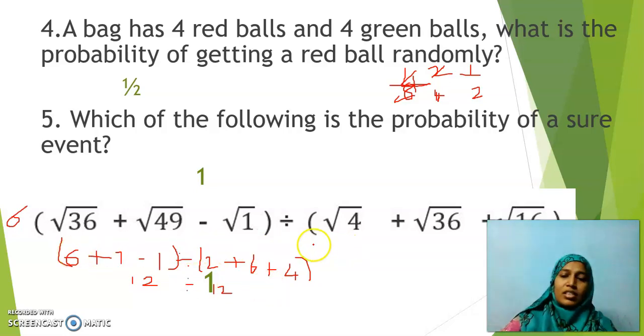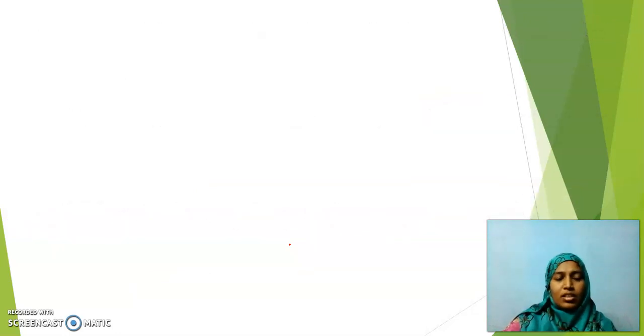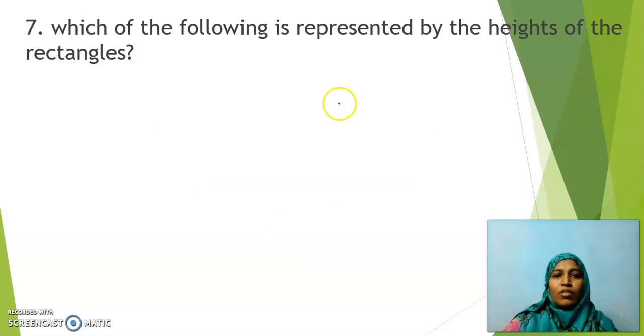You are just skipping over by looking at the question and answer. It's not a good habit, my dear children. Try to read the question, understand and do it. Okay, next, 7th question. Which of the following is represented by the heights of the rectangles?